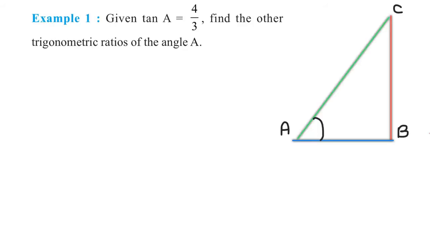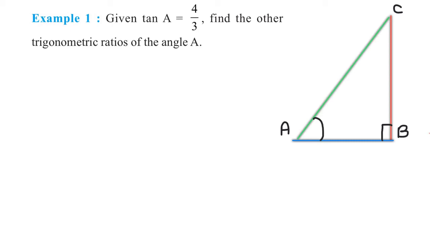Let's try this problem. Given tan A is equal to 4 over 3, find the other trigonometric ratios of angle A. So let us first draw a right angle triangle at 90 degrees at B. What is tan? It is nothing but opposite side divided by the adjacent side. The reference angle over here is angle A because it says tan A. So from angle A, which is the side opposite to angle A, it is BC.